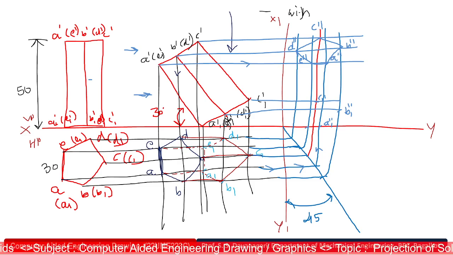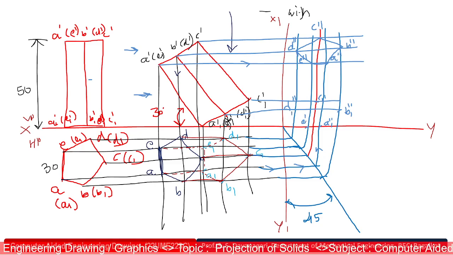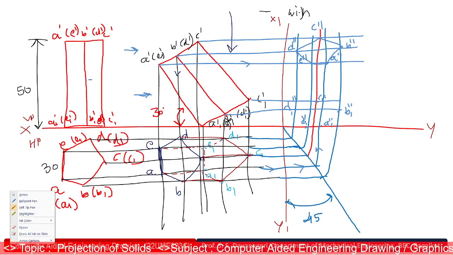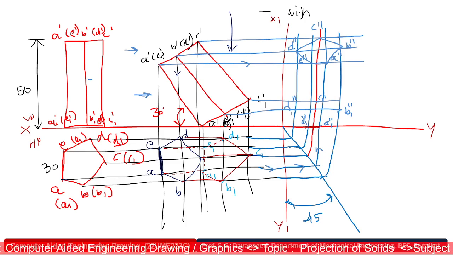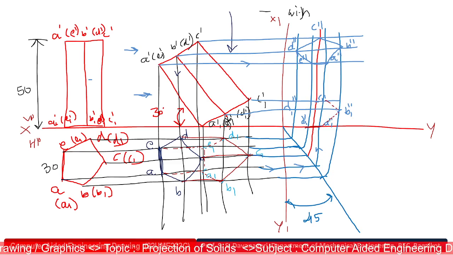So here you got D1 double dash. So here you got E1 double dash. Let us join. So now this edge is clearly visible. Now other edges are hidden here. Base edges are hidden. Let us join.